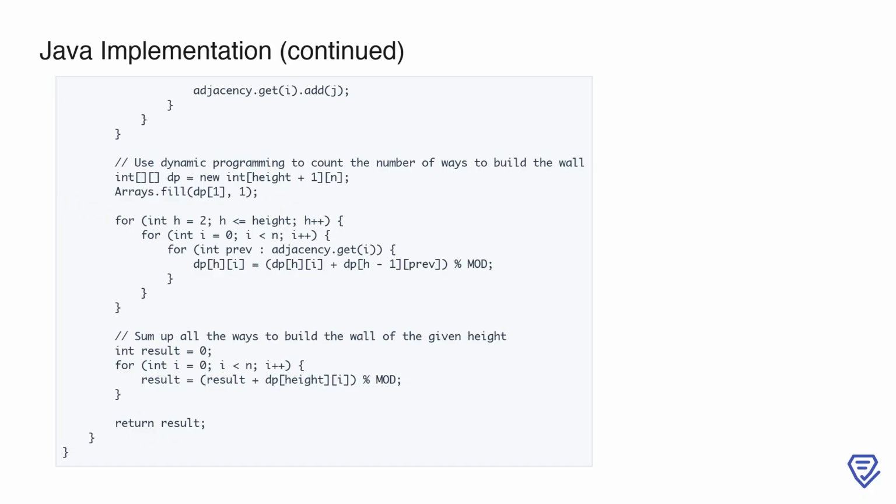For greater heights, we iterate through all row configurations and use the adjacency list to find compatible rows from the previous height. For each valid pair, we update the DP value for the current height by adding the contributions from the previous height, ensuring to take the modulo at each step to prevent overflow. Once the DP table is fully populated, we calculate the final result by summing up all the ways to build the wall of the given height using any row configuration. The result is then returned as the total number of ways to construct the sturdy brick wall.